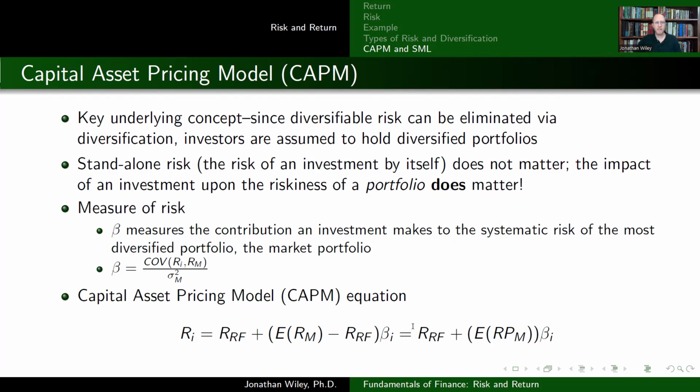So let's look at a couple of examples here. Let's suppose that my risk-free rate is 5%.